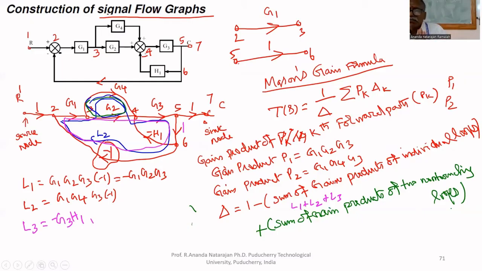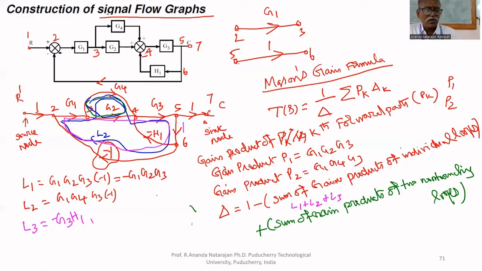What is the formula? Sum of gain products of two non-touching loops. But they are touching. That's why you cannot take them. Have you understood this point? L1 and L2 are touching each other, therefore they are not non-touching loops. L2, L3, if you take, they are also touching. If you take L1 and L3, they are touching each other. Therefore, you cannot take them. Therefore, the second term, the green term, you won't get.